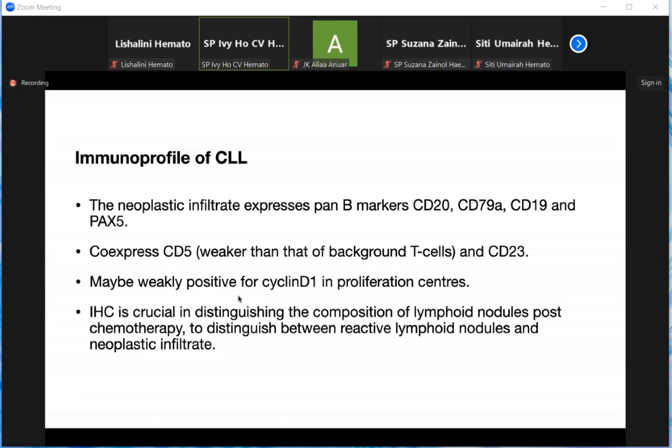Okay, and if you can appreciate the slightly lighter proliferation center on low power, do a cyclin D1. This proliferation center will tend to have a weakly positive cyclin D1 expression. IHC is very important to help us assess, especially in a post-chemotherapy patient, to reassess the marrow. It will help us differentiate between reactive lymphoid nodules and whether there's a residual neoplastic infiltrate in the marrow.